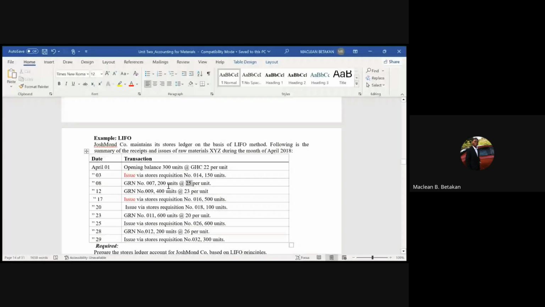The 100 will be issued based on the next transaction, which is 200 units. And the opening balance of 150 is still there. Since we have just issued 100 units out of the 200 units, we are still having 100 units. So the 22 is 150 and the 25 is 100. So our next issue will be based on these ones.